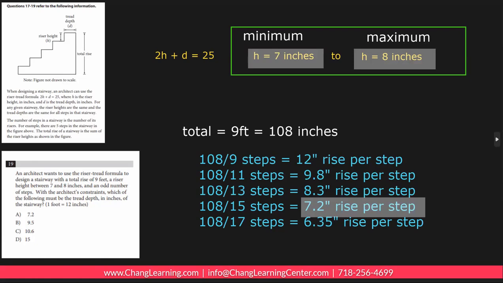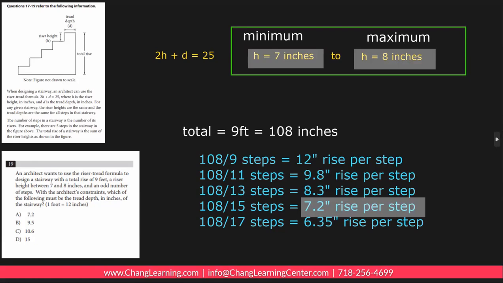Well, it looks like they're going from one floor to the next higher floor for a total distance of 9 feet, the total rise between the floors for the staircase. In inches, that's 108 inches. Since the architect says that they want to use an odd number of steps to go from, say, floor 1 to floor 2, we have to take 108 and divide it by an odd number. If we make 9 steps, then each rise of the step will be 12 inches.